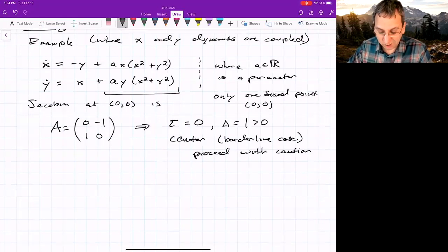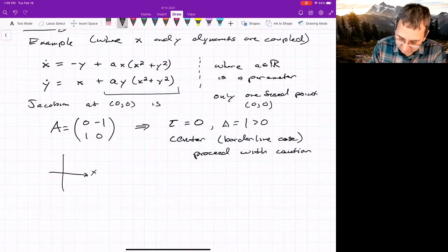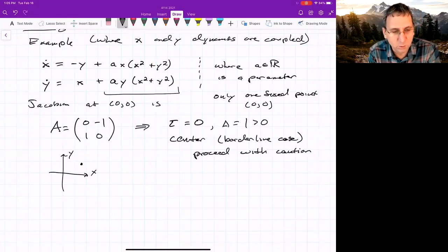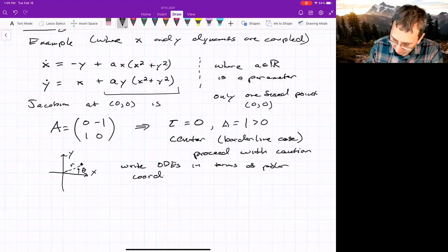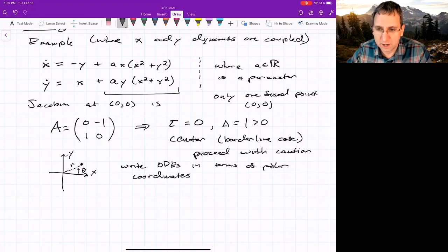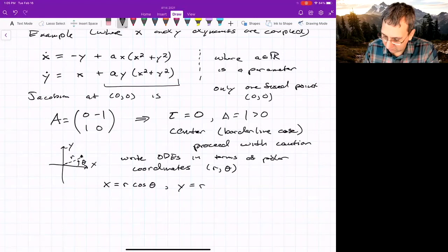This is just x and y, but that doesn't mean we have to be stuck with x and y. So here's x, here's y. We could write things in terms of polar coordinates. So if this is our point, we could use r and theta, the usual polar coordinates. So write ODEs in terms of the polar coordinates. You might say, why am I doing this? Well, I know how it's going to work out. So we'll use r and theta. x equals r cosine theta. y equals r sine theta.